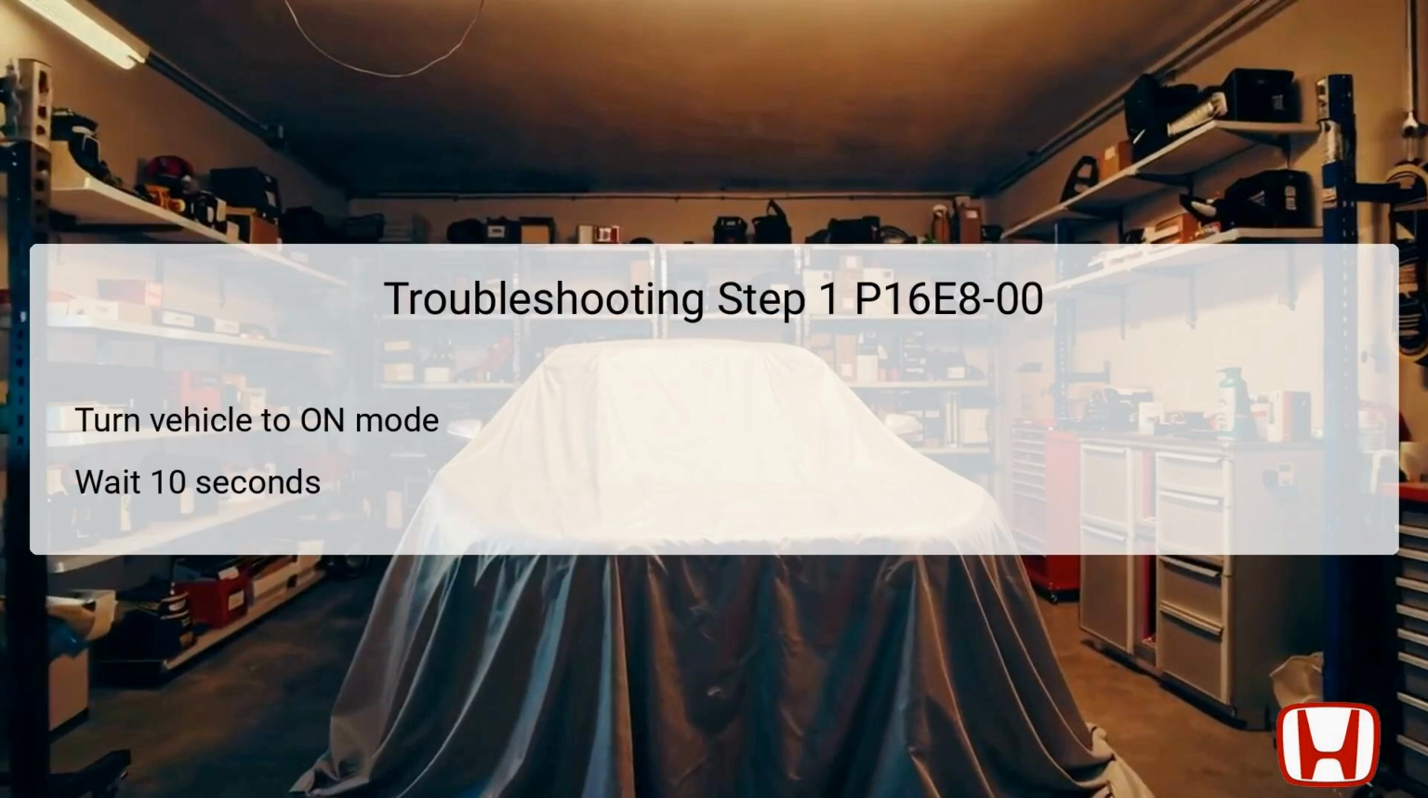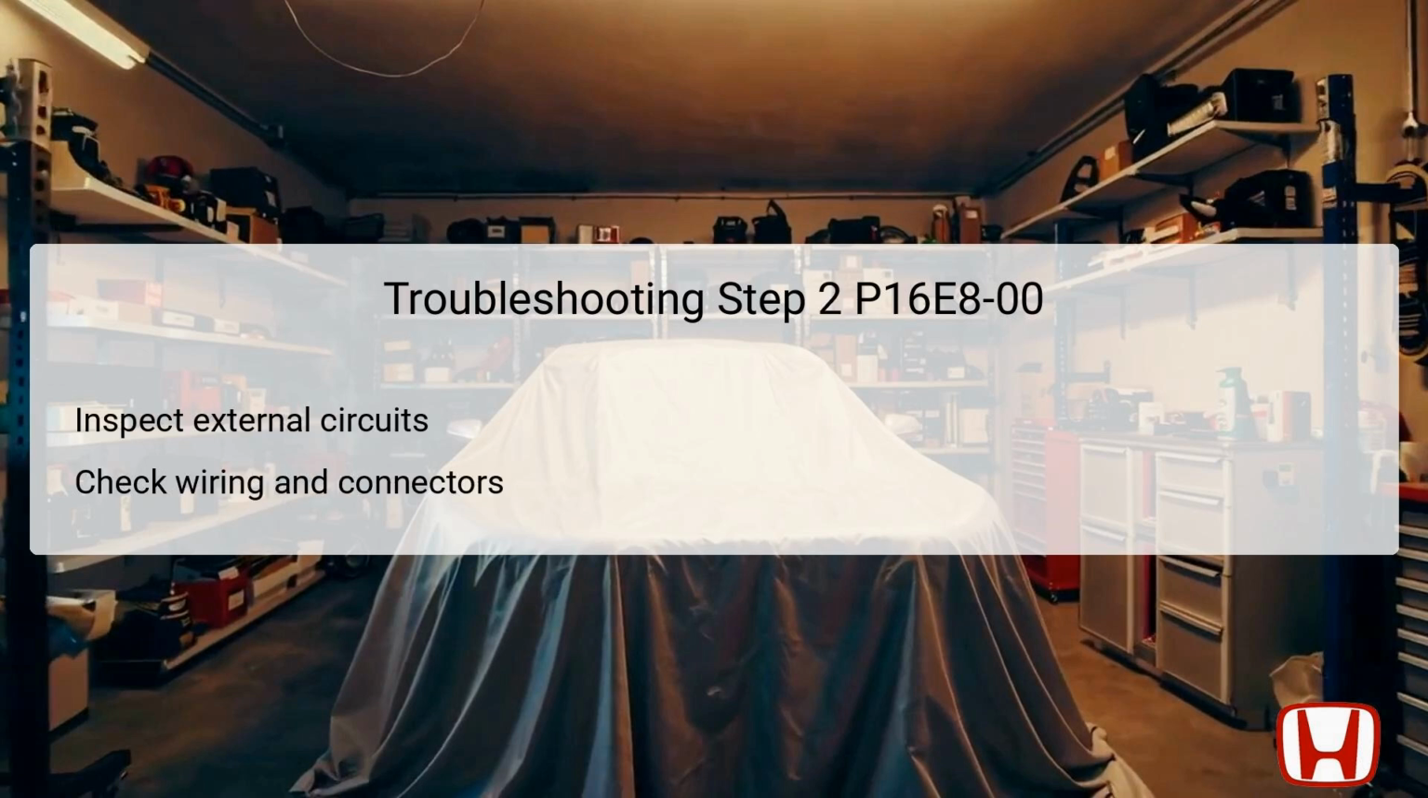The first step in troubleshooting the P16E8-00 error code involves turning the vehicle to the on mode and waiting for 10 seconds. This allows the vehicle's systems to initiate and the PCM to perform its self-checks. By doing this, technicians can determine whether the initial conditions present any immediate errors that could help pinpoint the source of the code. Waiting for this brief period is crucial, as it ensures that all components are properly powered up and established communication prior to conducting further diagnostic checks. It sets the stage for the inspections that will follow in subsequent steps, leading to a more accurate diagnosis.